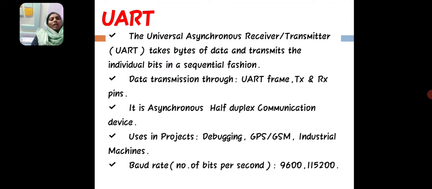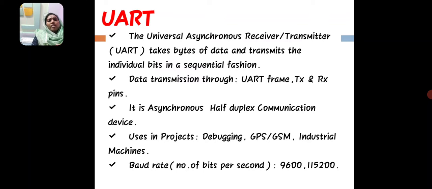UART is an asynchronous half duplex communication device. So it is used in projects like debugging, GSM modules, industrial machines. The standard baud rate of UART is 9600 or 115,200. These two are standard. In some UART they can transfer 9600 bits per second, and in some UART we can send 115,200 bits per second. So we all know the baud rate.